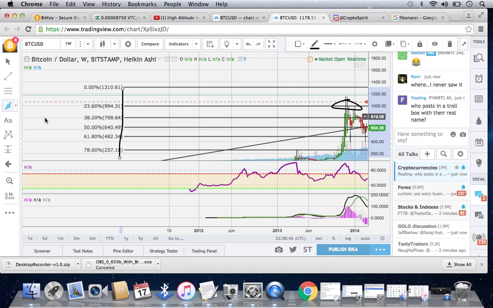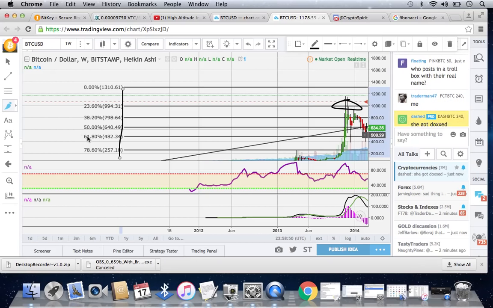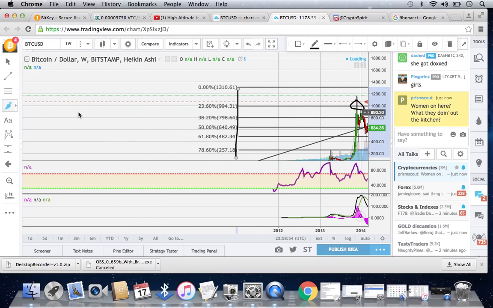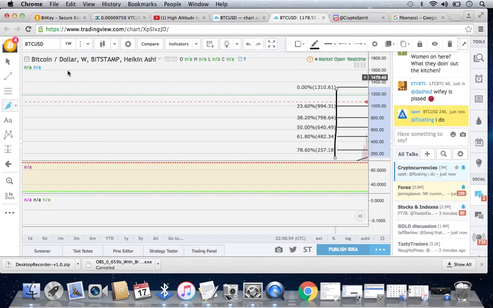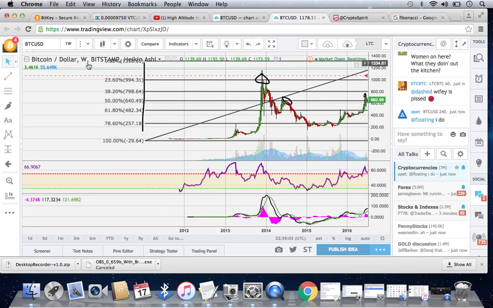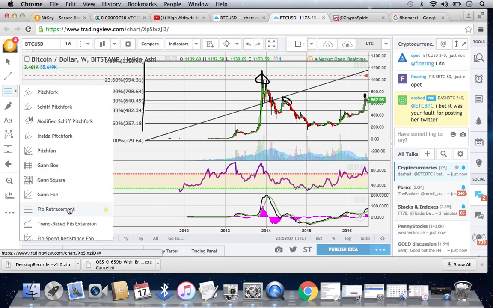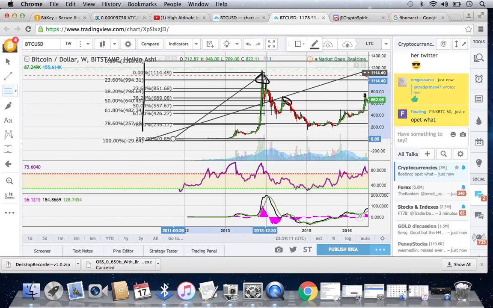But yeah, there's all these percentages here on the left, and I'd say the most important percentages would be the 61% and specifically the 78%. That's the one that is the best for entries if you can, is to look to be buying at that 78% fib. So again, to draw it, you just click on the fib retracement on the left-hand side, click on the lowest point, and click on the highest point.